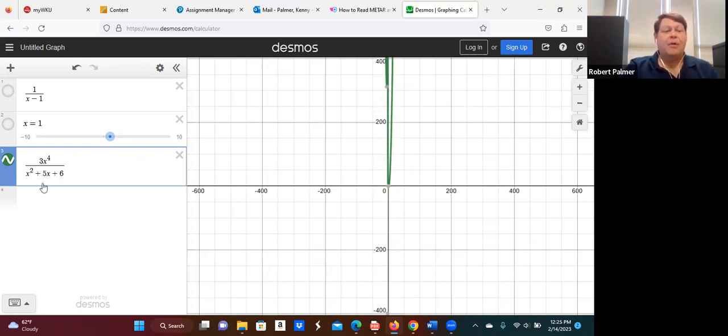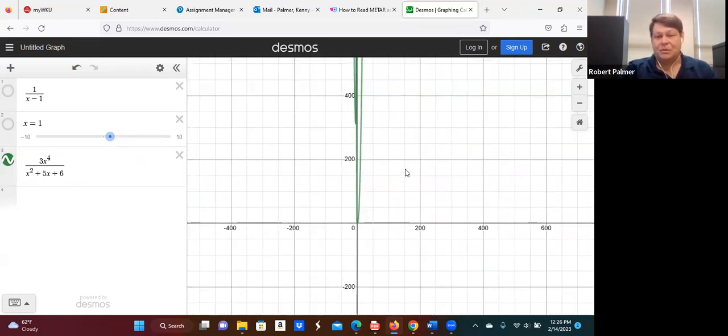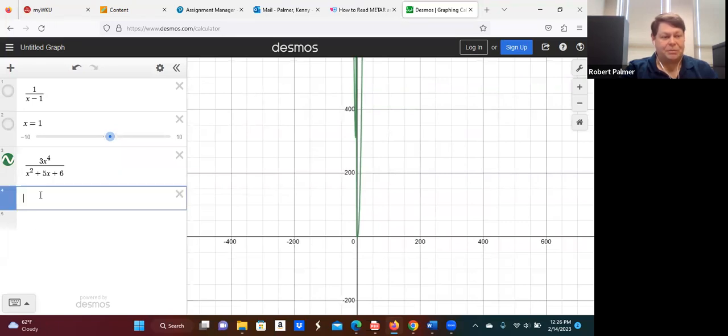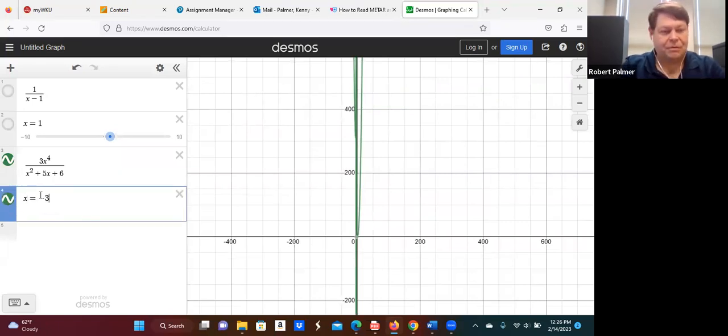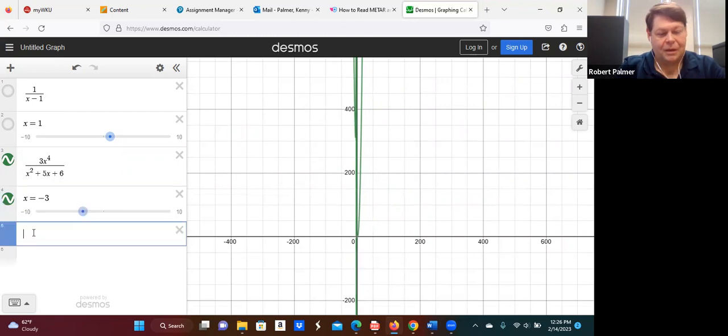So let's take a look now. We kept the denominator the same, so they'll have vertical asymptotes in the same places, even though the graph itself can change quite a bit as we've seen. So actually, let me bring my asymptotes back in: x equals -3 and x equals -2.